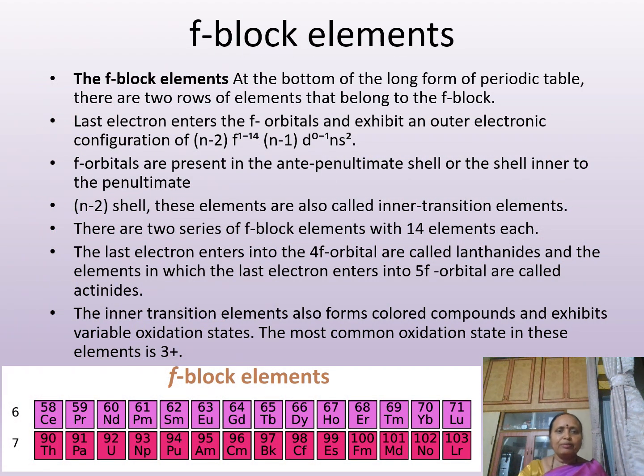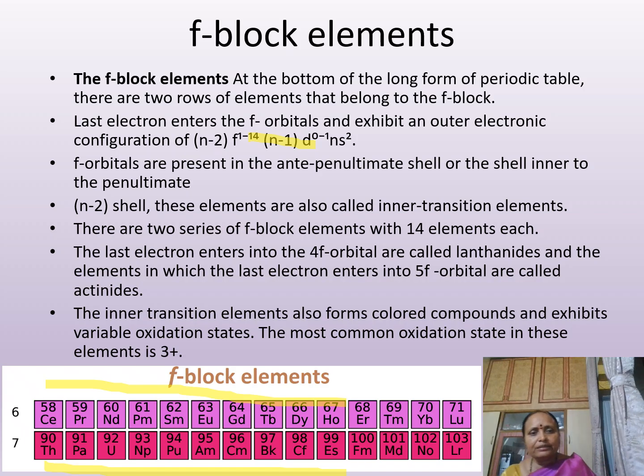Next, coming to the f block elements. The f block elements are placed at the bottom of the periodic table. They receive their last electron into the f orbitals, and they exhibit the outer configuration (n-2)f1-14 (n-1)d0 or 1 ns2.